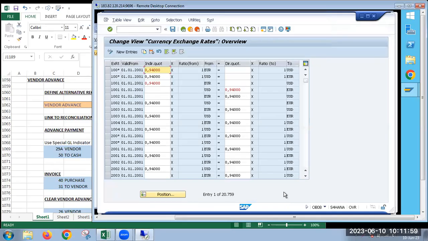Okay, but these rates will continuously change on a daily basis. How are we going to take them? Yes, daily we have to change. Otherwise, we have to integrate. So daily we have to open OB08 or whatever it is and change the rate. Yes, if we have such a transaction with a different currency, we have to do that.